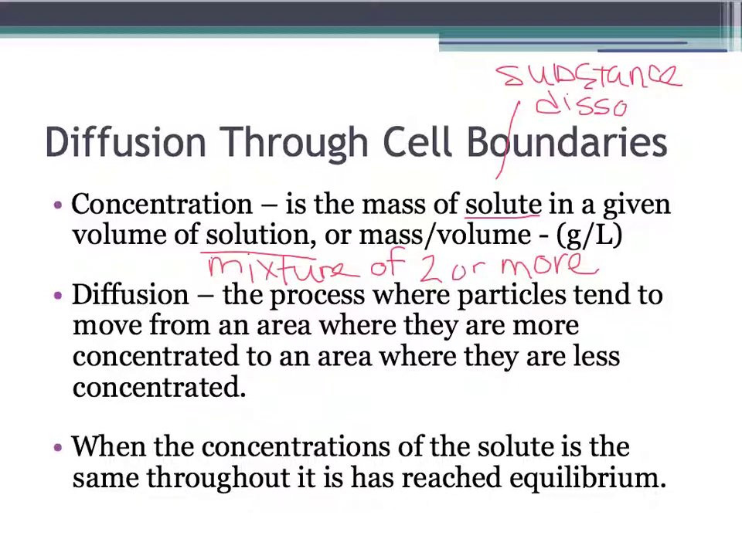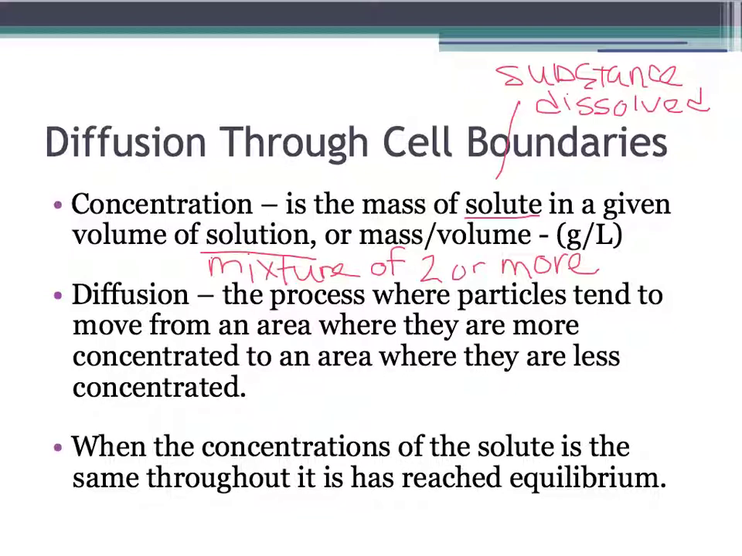And this is important because this gives us an idea of where the cell is getting the nutrients and the other requirements that it needs to continue life. Part of that is that there are different substances that are dissolved and can therefore enter the cell. So a solute is some type of substance that is dissolved in a solution, which is a mixture of two or more substances.